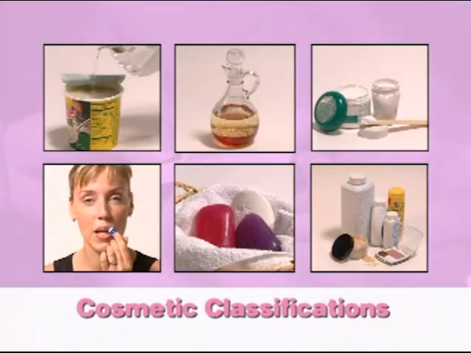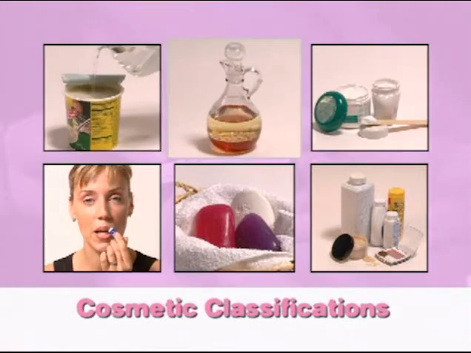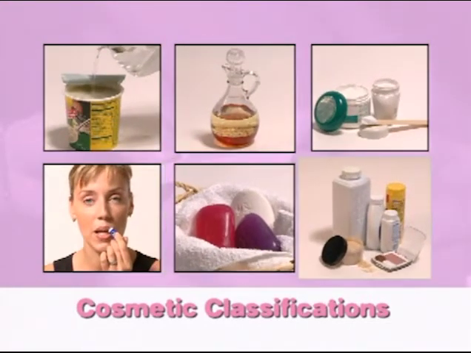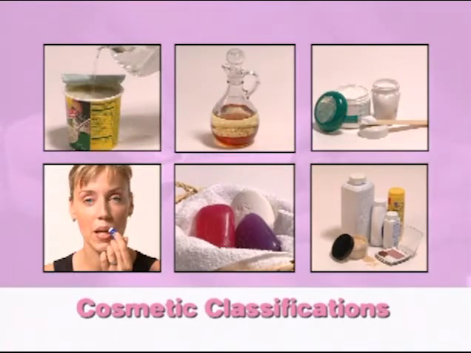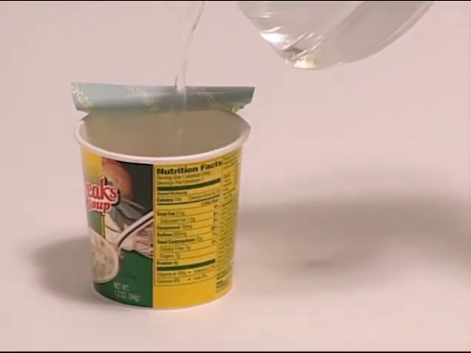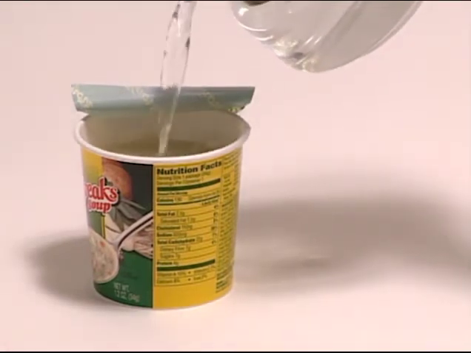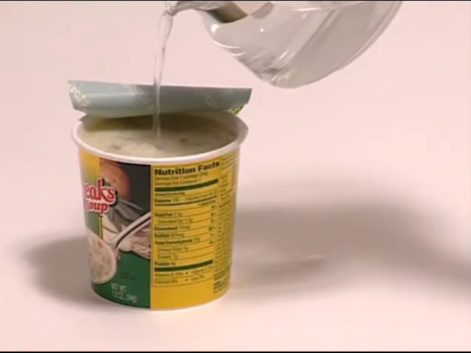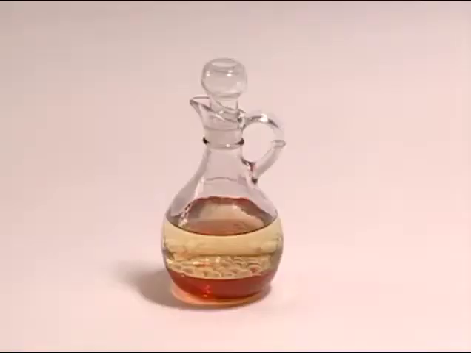Cosmetics fall into 6 general classifications, which are solutions, suspensions, emulsions, ointments, soaps, and powders. Knowledge of these classifications will help you understand product labels and directed use. Solutions are mixtures of 2 or more kinds of molecules evenly dispersed, like instant soup and hot water. In this case, water is the solvent. The soup is called the solution.